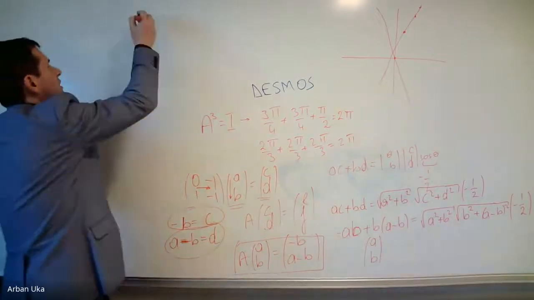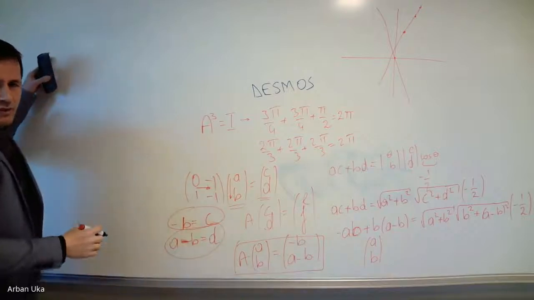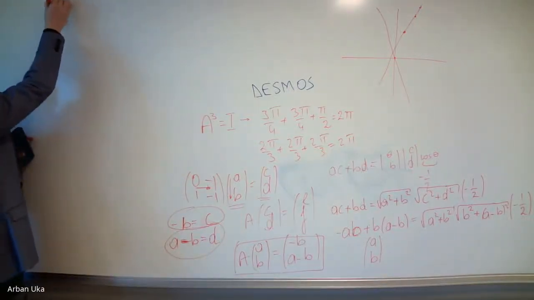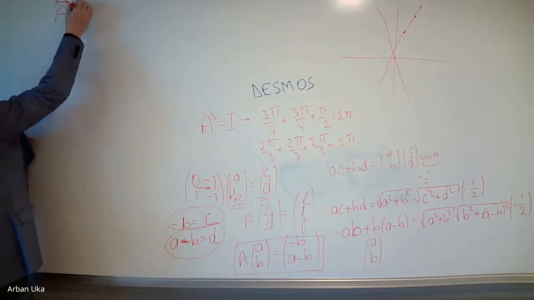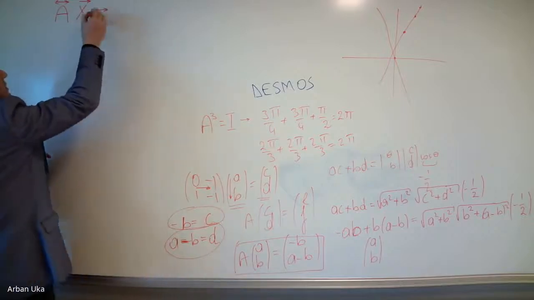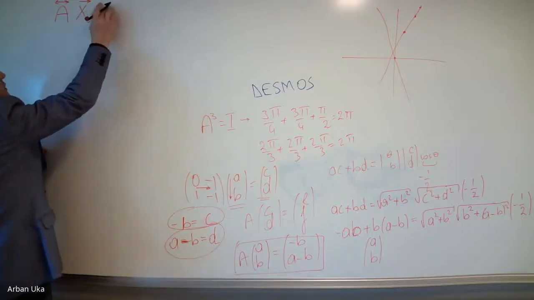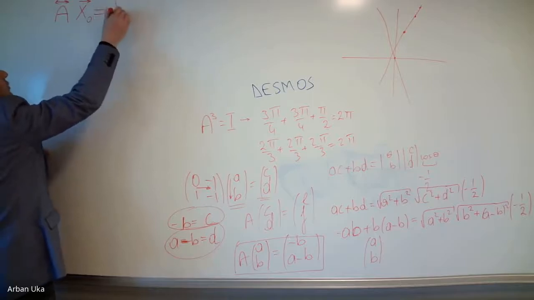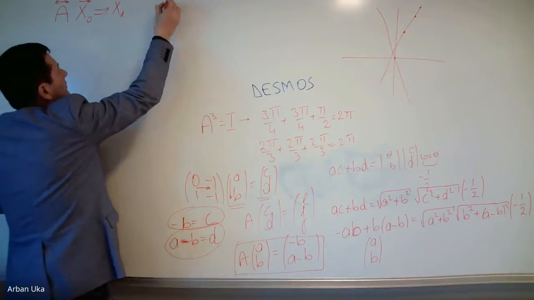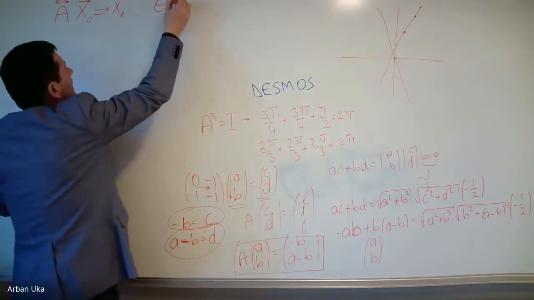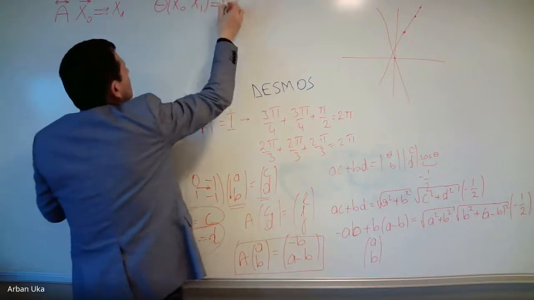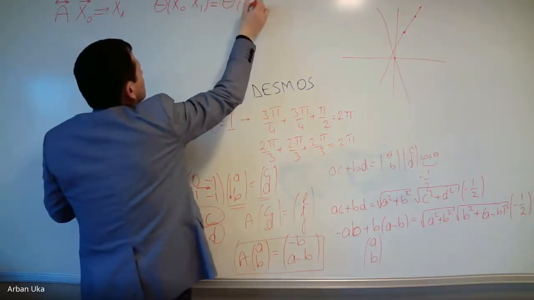Now, what I want you to think about this problem now is the following. For any matrix A, we can obtain a value x, so let's say this is x0, and this is going to be equal to x1. Then the angle theta, which is between x0 and x1, is a function of x0.